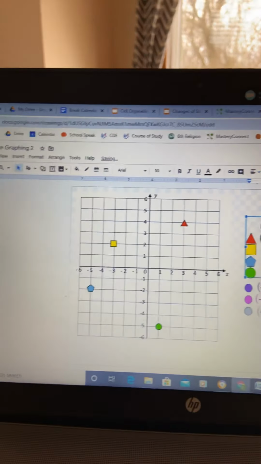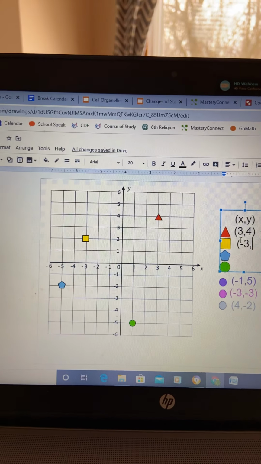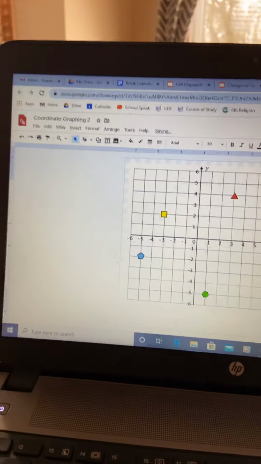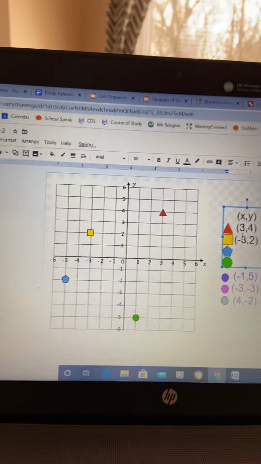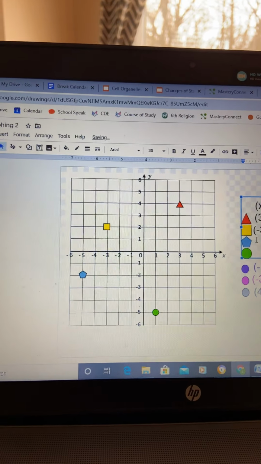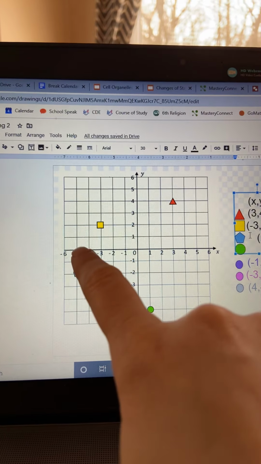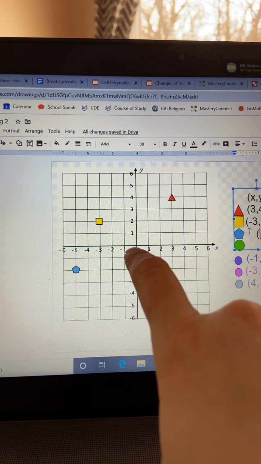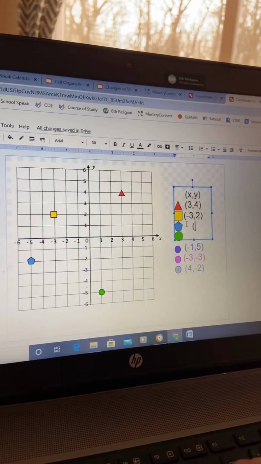Okay, and then my Y value, I just went up 2, so it's +2, okay? You can kind of see that because you're going upwards. -3, 2, okay? And then your hexagon down here. All right, we're going to go over to -5 and then down to -2. So my X is -5, my Y is -2.